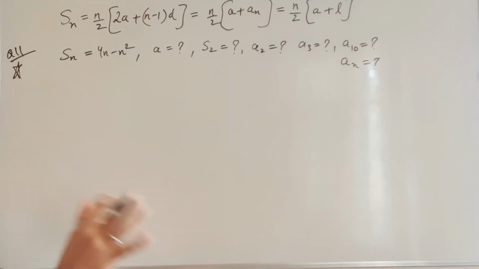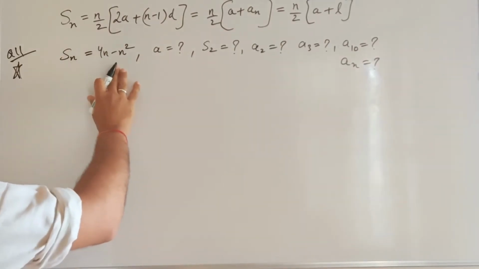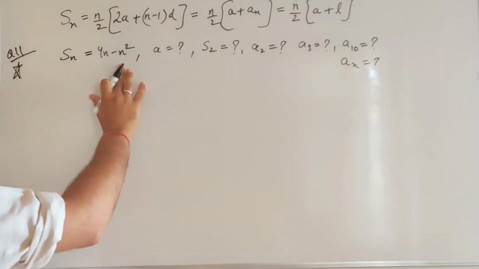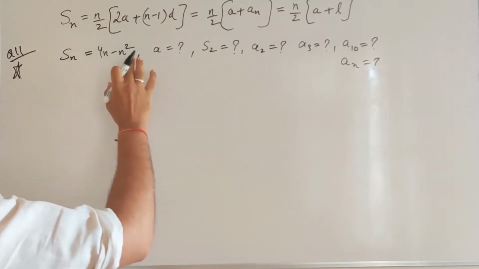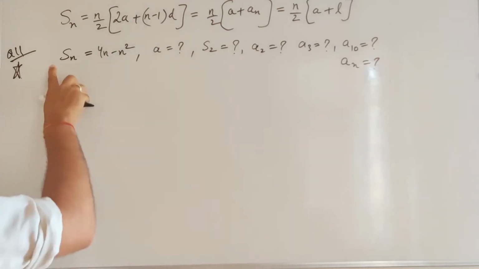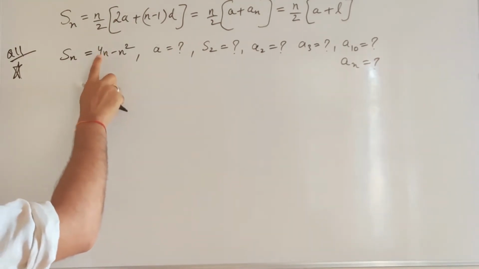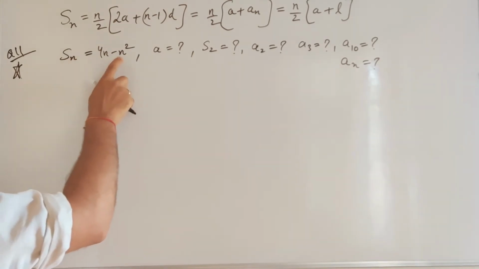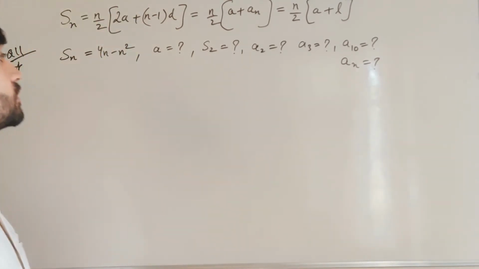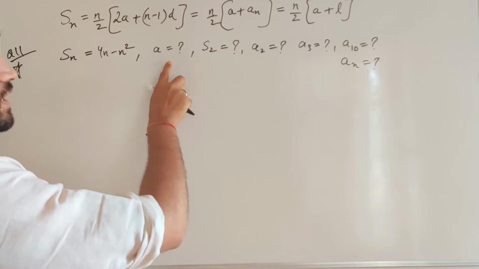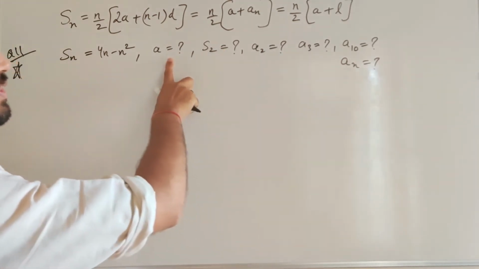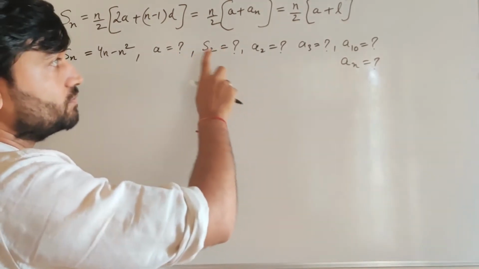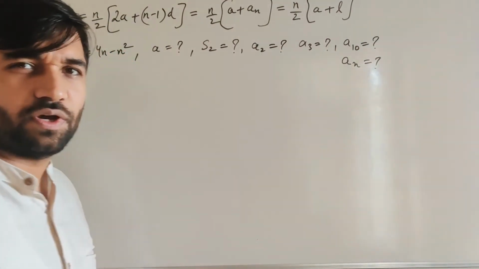So this is what is given to you in the question. Sn is written in this form in terms of n. Okay, so if you substitute n equals 1, you will get S1. So S1 will be 4 into 1 minus 1 square. S2 will be 4 into 2 minus 2 square, and so on. And what else is given? We need to find a, the first term, S2, A2, A3, all these other values.